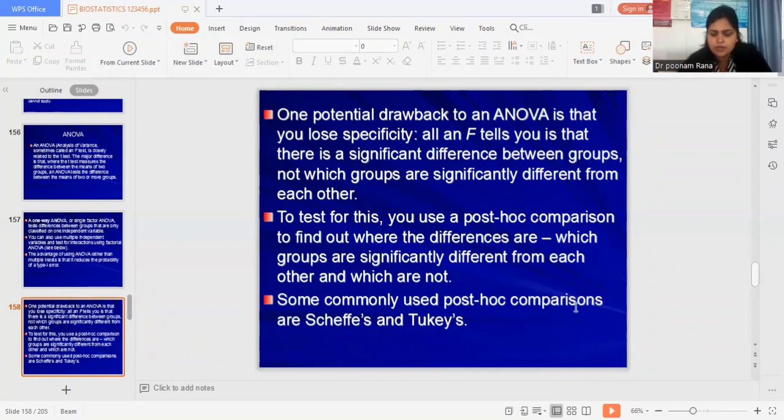Some commonly used post hoc comparisons are these two, Scheffé and Tukey. Just remember the names.